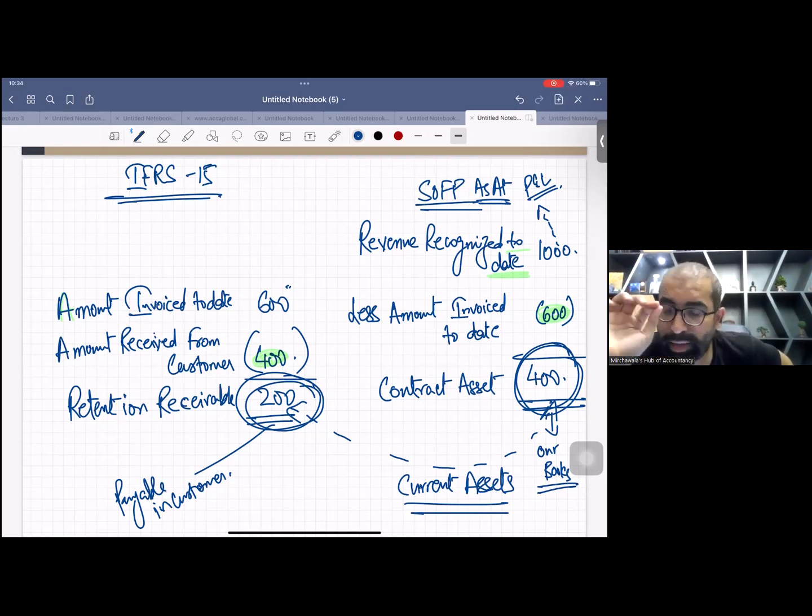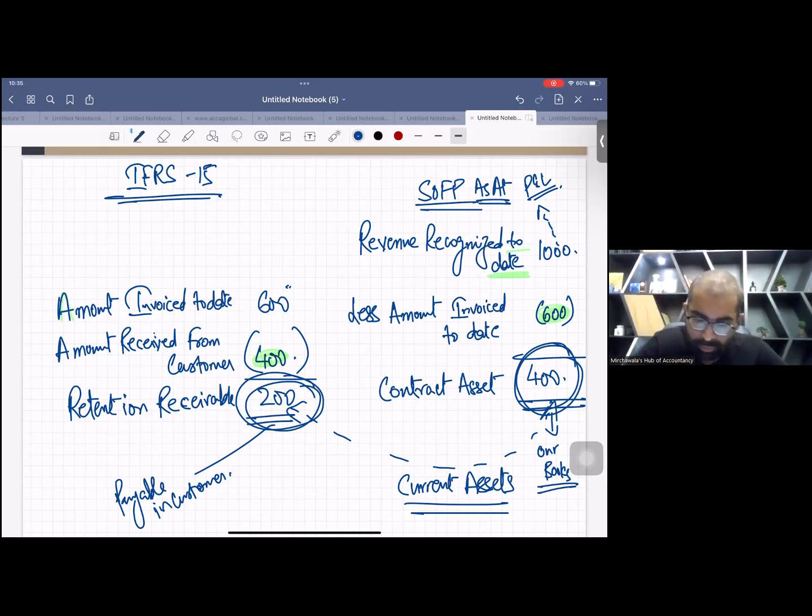Now, one last thing I can tell you here, there is one shortcut people apply. Normally, my honest recommendation is always do these two workings. If you get a complete question and they are asking both, then do these two workings. 400 is the contract asset, 200 is the retention receivable. This is the pure working. This is the breakup which one should report so that the shareholder can identify things clearly.